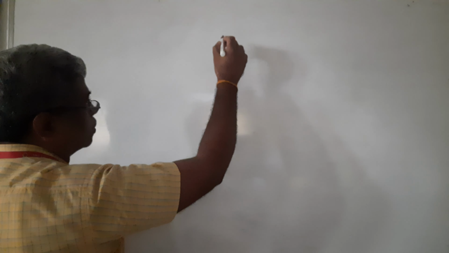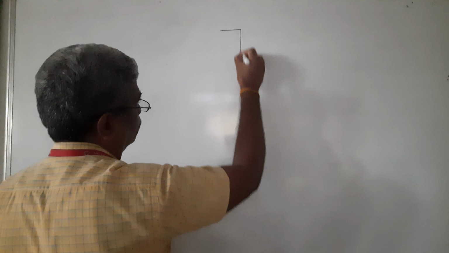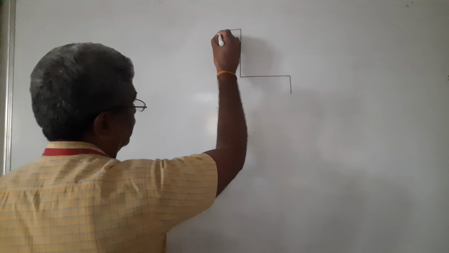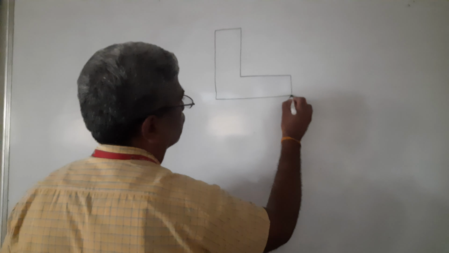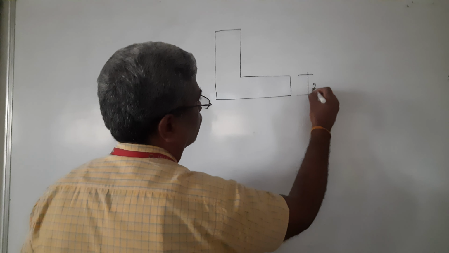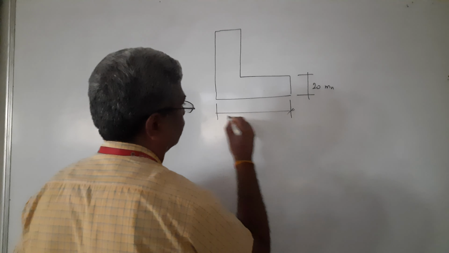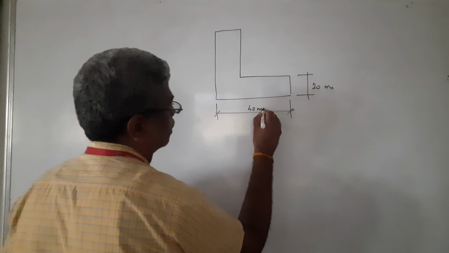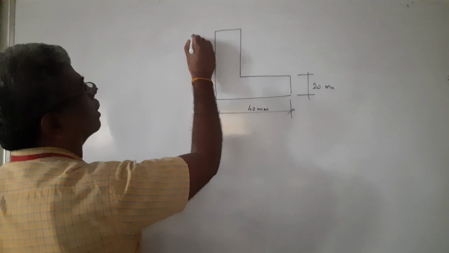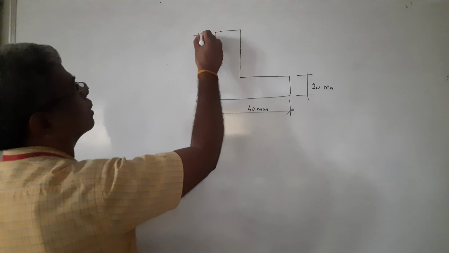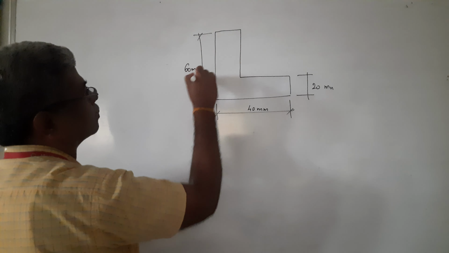So in this video we are going to see how to find the center of gravity of the composite plane figure. Let us assume this is an L section, the dimension is 20 millimeter, and this breadth is 40 millimeter and the height is 60 millimeter.